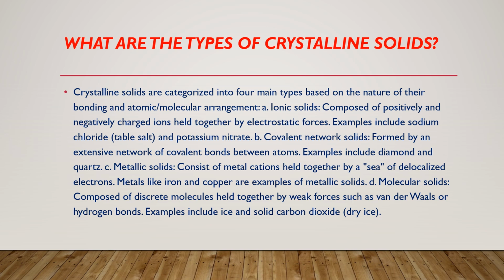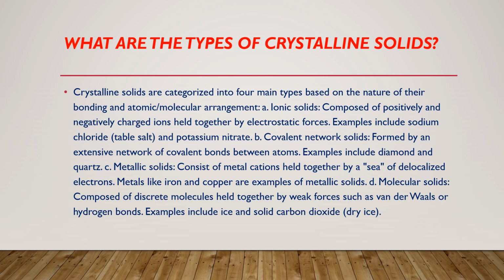What are the types of crystalline solids? Crystalline solids are categorized into four main types based on the nature of their bonding and atomic or molecular arrangement. First is ionic solids, composed of positively and negatively charged ions held together by electrostatic forces. Examples include sodium chloride and potassium nitrate.